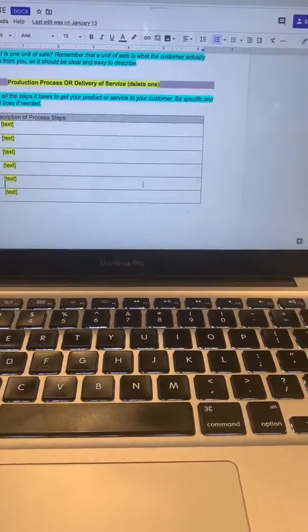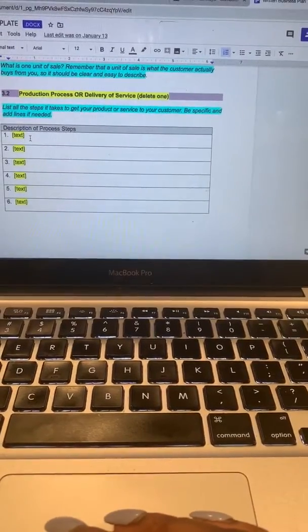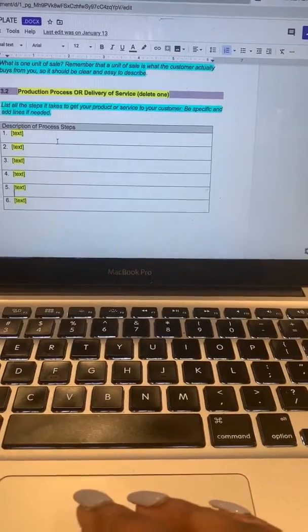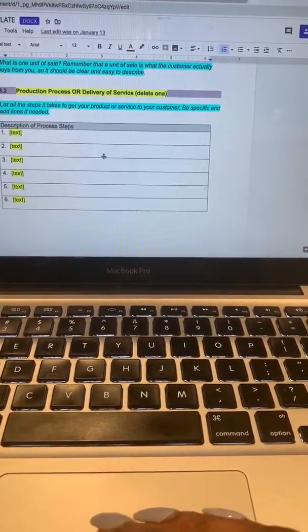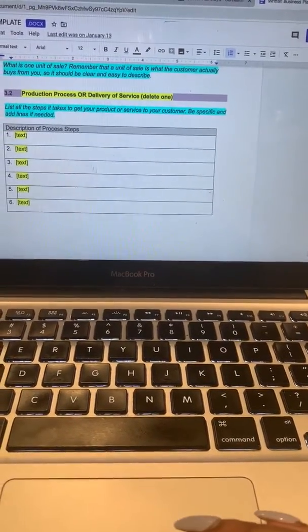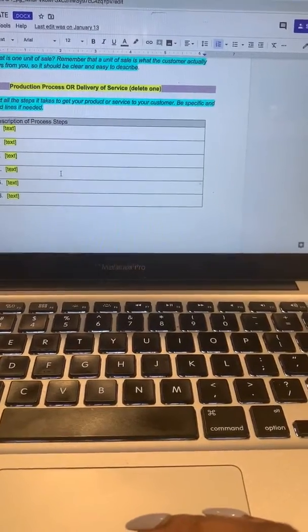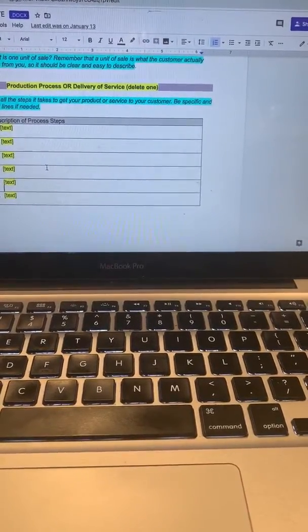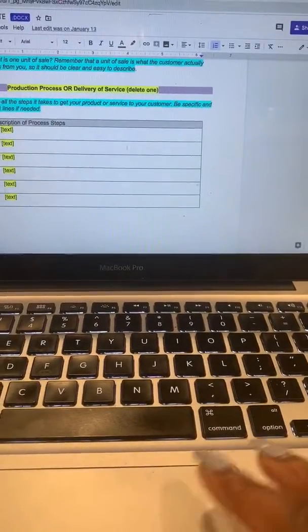If you are a service business, your very first step should be a consultation of some sort. Customer contacts the company. You consult and figure out what exactly the customer needs and how you can best service them. You complete the service, whatever it is, and then there's a transaction of some sort. So it all depends. Just visualize, from whatever your product or your service is, how you get it from point A to point B, and that is what you list here in detail.